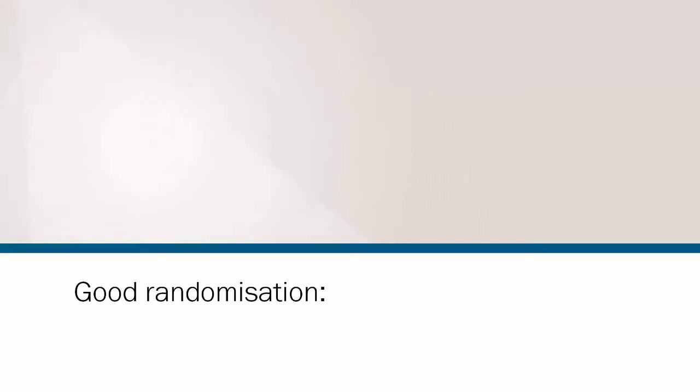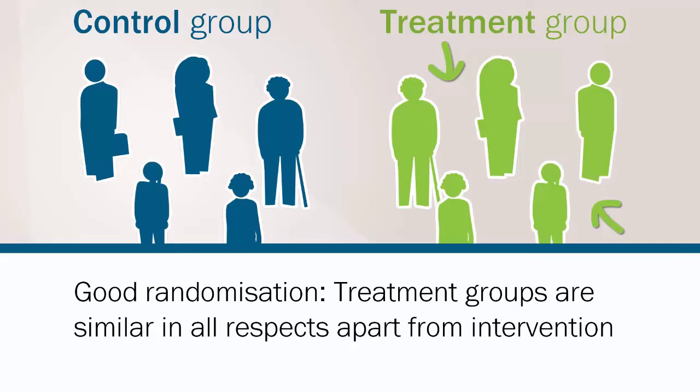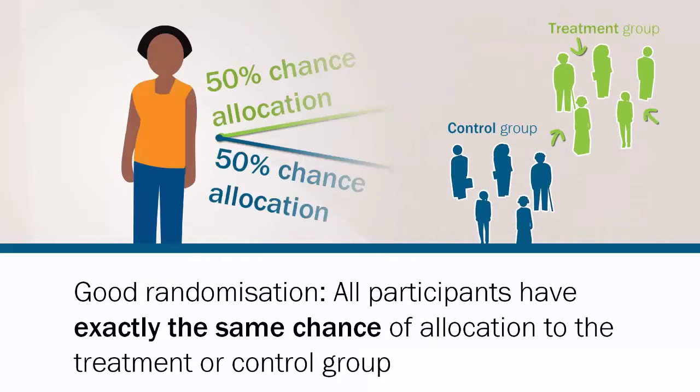This has the effect that it eliminates selection bias and also minimizes confounding by distributing both known and unknown factors equally into both arms. With good randomization, the treatment groups are similar in all respects apart from the intervention being investigated. All participants have exactly the same chance of allocation to the treatment or control group.